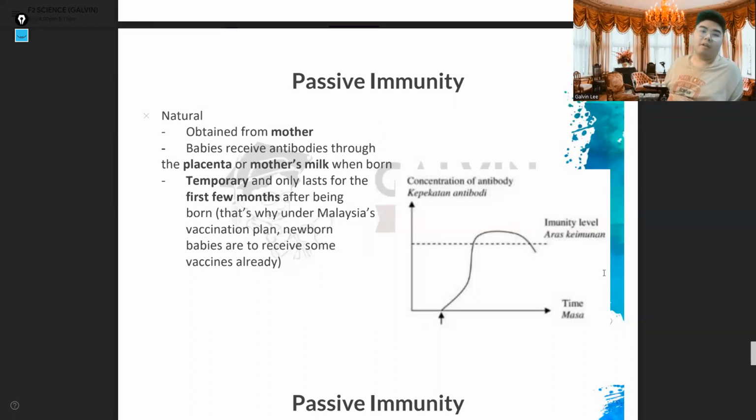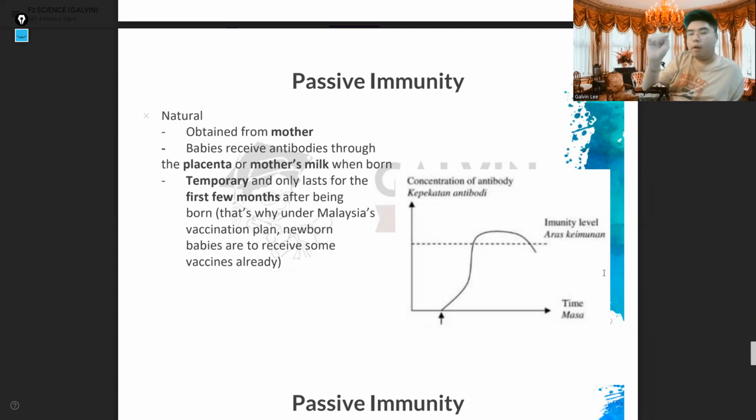So you need to go and receive a vaccine. That is when active artificial comes in. In everybody's life, we will first get passive natural immunity from our mother, and after that, when you are ready to take a vaccine, you will change into active artificial immunity. So passive natural immunity happens only once. After that, you must rely on active artificial.